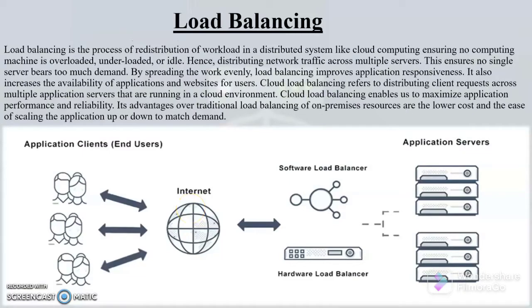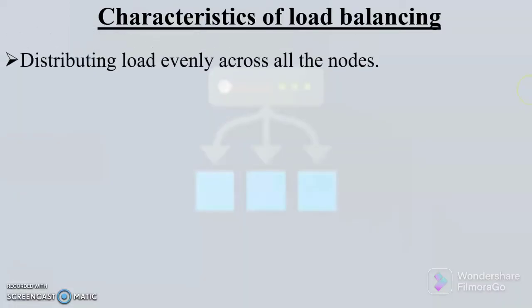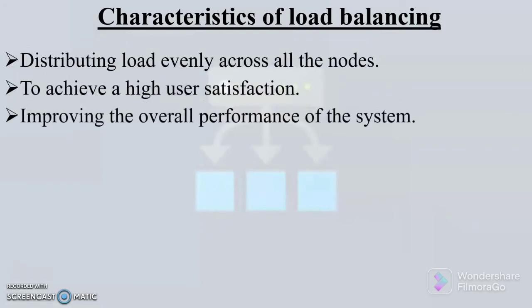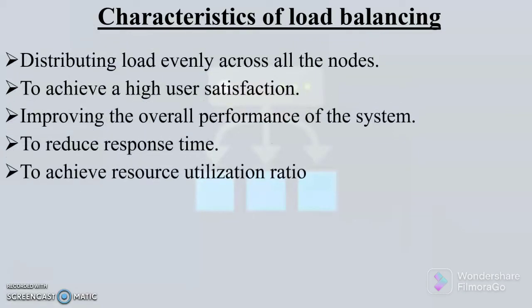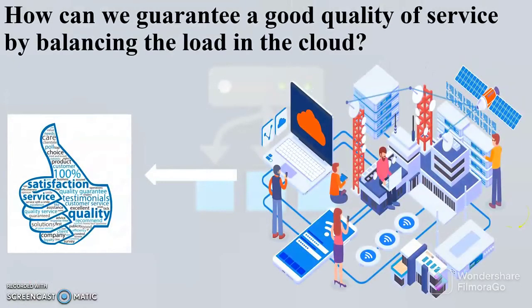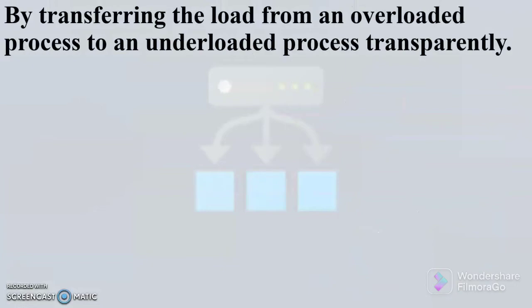So load balancing is the process of redistribution of workload in a distributed system like cloud computing, ensuring no computing machine is overloaded, underloaded, or idle. Load balancing also tries to improve different parameters like response time, execution time, and system stability, and thus improves the performance of the cloud. So the question arises, how can we guarantee good quality of service by balancing the load in cloud? This can be done by transferring the load from an overloaded process to an underloaded process.